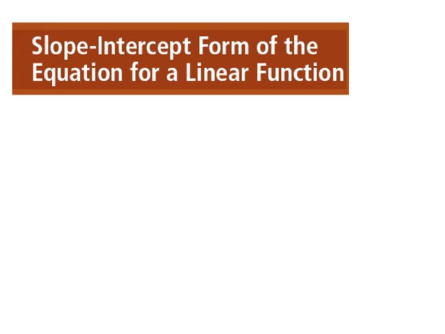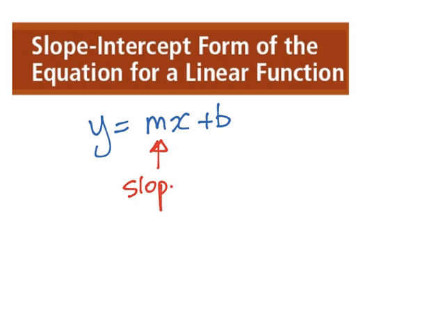In this lesson, we will discuss slope-intercept form of the equation for a linear function. So what is the slope-intercept form? There's an equation y equals mx plus b. The m, the coefficient in front of the x, defines slope, and b defines the y-intercept.